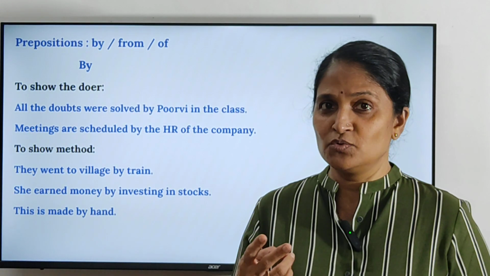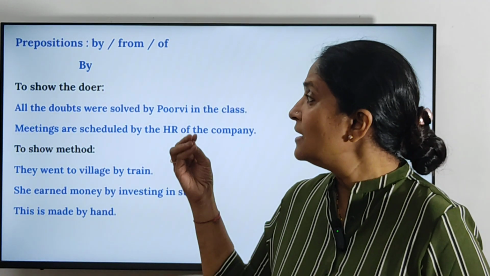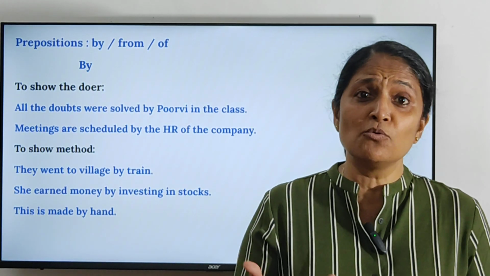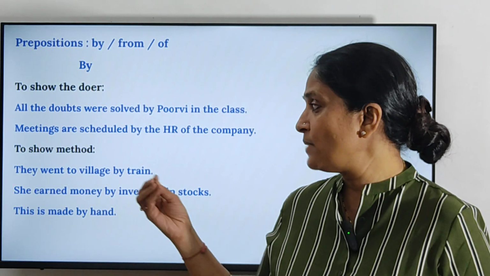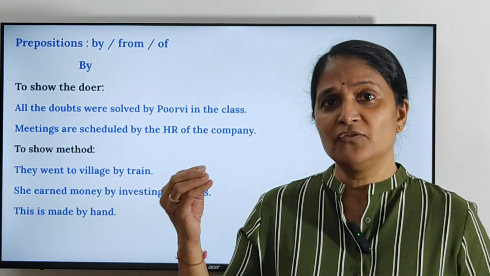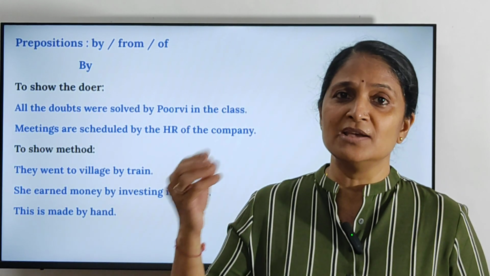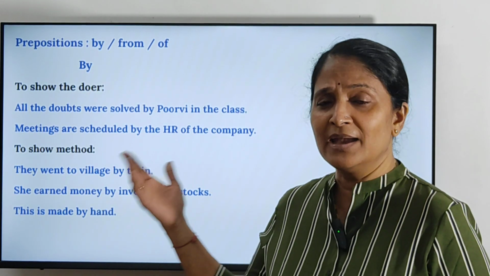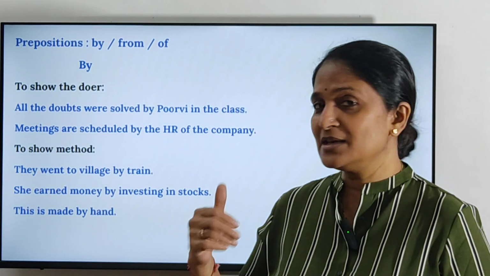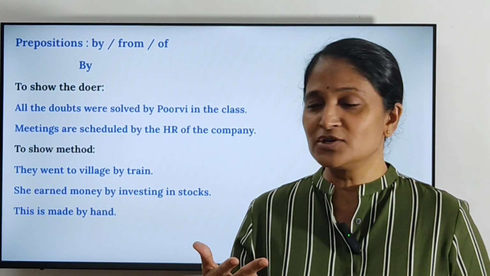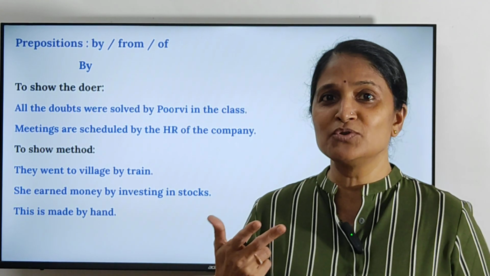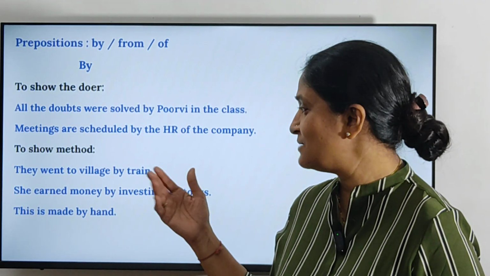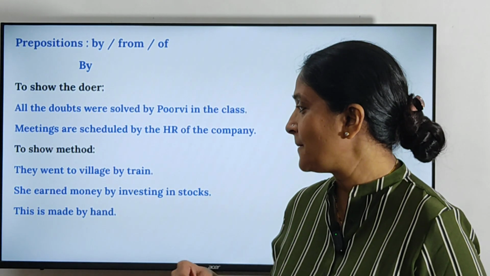Now, next situation. Here you use by to show method. When I say method, how the thing is done. कैसे हुआ? To show that you use by. They went to the village by train. वो train से गए गांव में. How did they go to the village? By train. Yes, you can say by train, by bus, by auto rickshaw. But if you are using a bike, you should say on bike. Again, a preposition. Here we are using by. So you can say by bus, by train, by auto rickshaw.